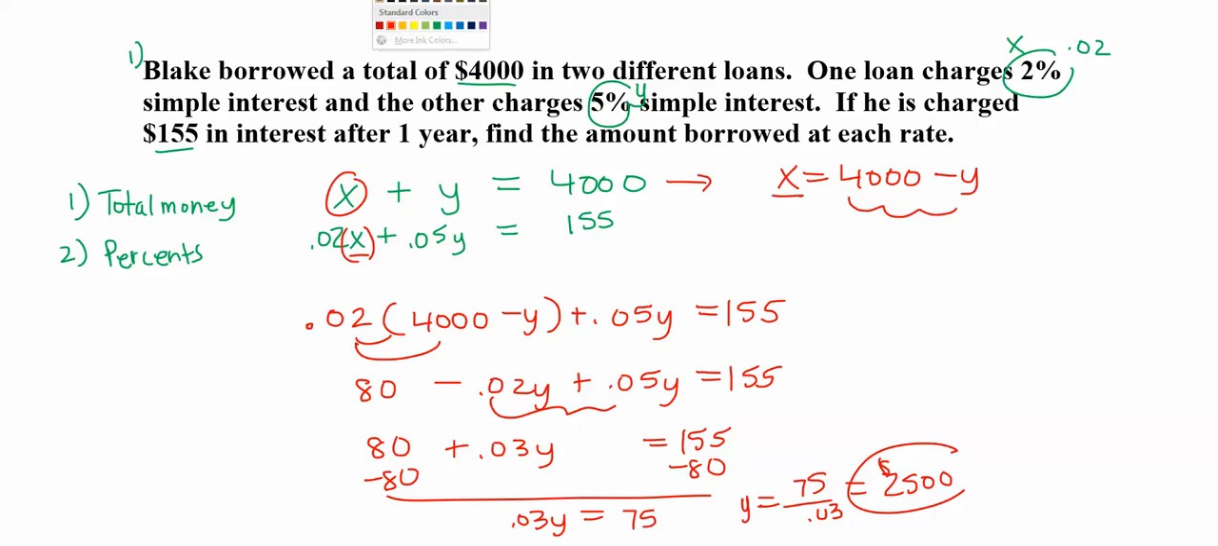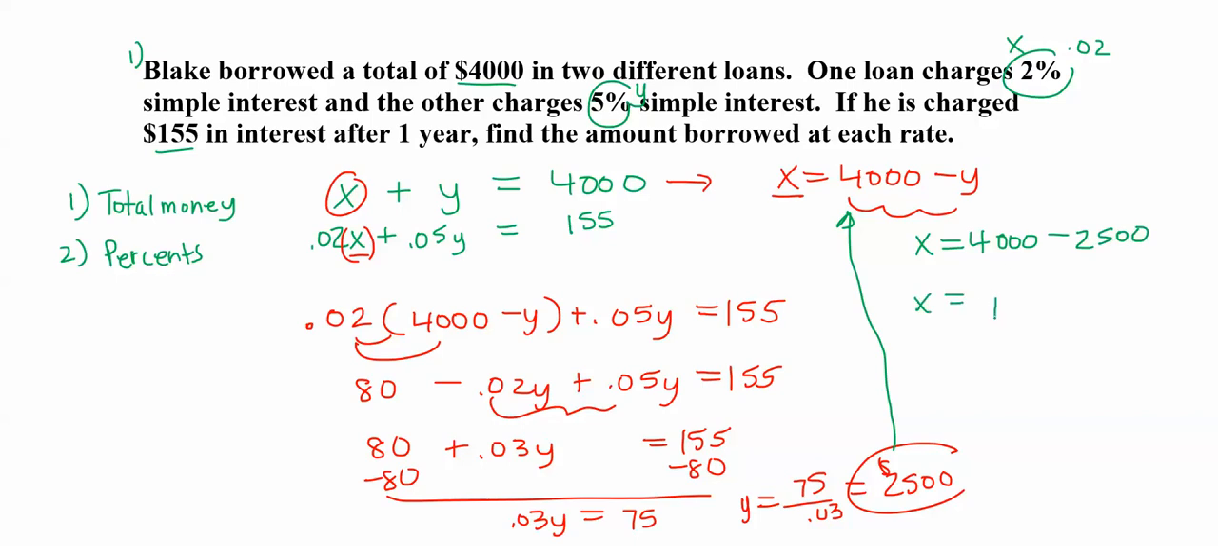So to figure out how much money was loaned at the 2% simple interest, you go back to your x equals equation. x equals 4,000 minus y. So 4,000 minus 2,500 gives us x equals $1,500. So Blake borrowed $1,500 at 2% and $2,500 at 5%.